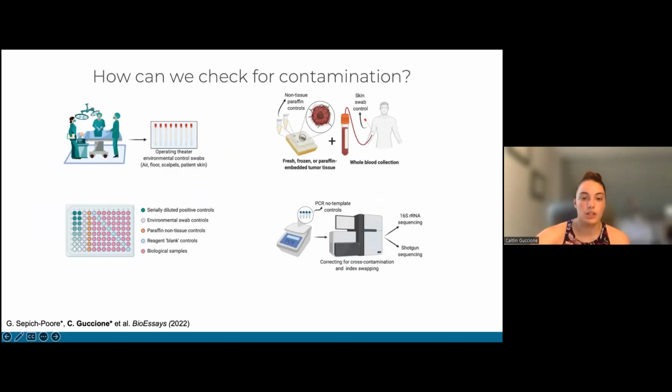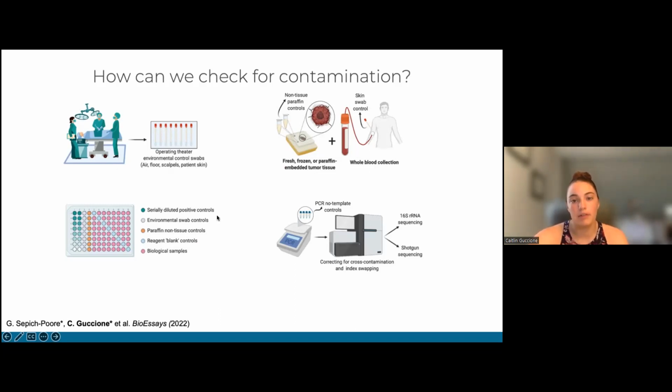The first thing would be, when the tissue was actually sampled, we would take some environmental swabs. So the air, the floor, the scalpels, the patient's skin. We would take those samples because there may be some microbes on the skin that get onto the tumor sample that aren't actually in the tumor in the body. This is also true even when you're taking whole blood collection, so taking a skin swab of the control when we're doing things like that.